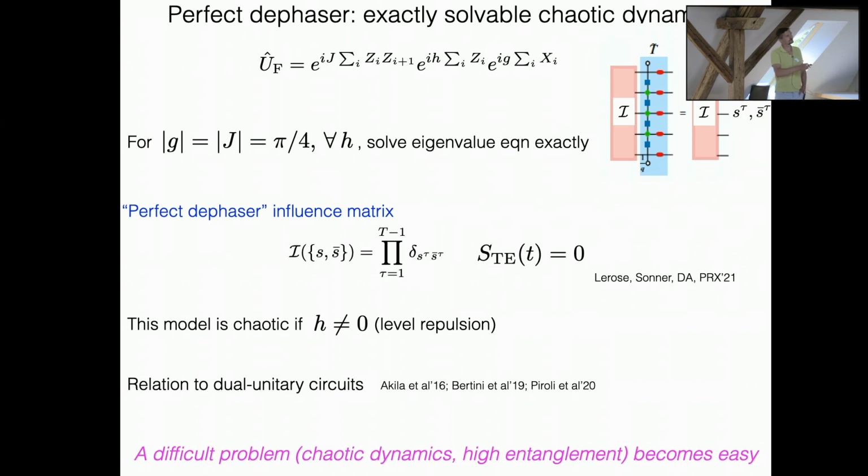And this point is also known to be special. Going back to this work, it observed that in this case the tensor network describing it becomes dual unitary, so it is unitary both in the time and in the space direction.